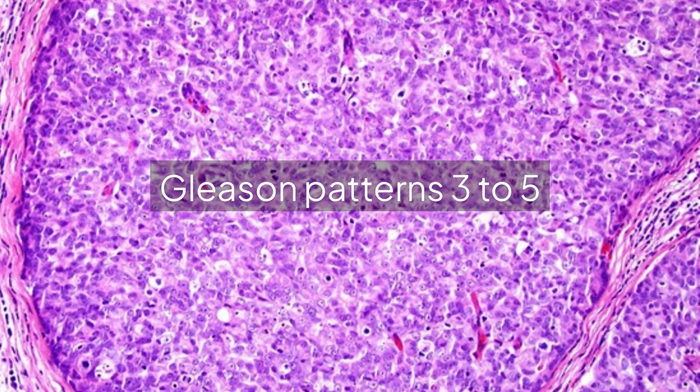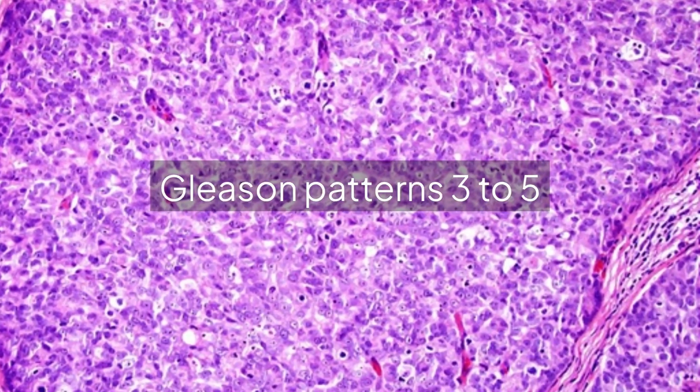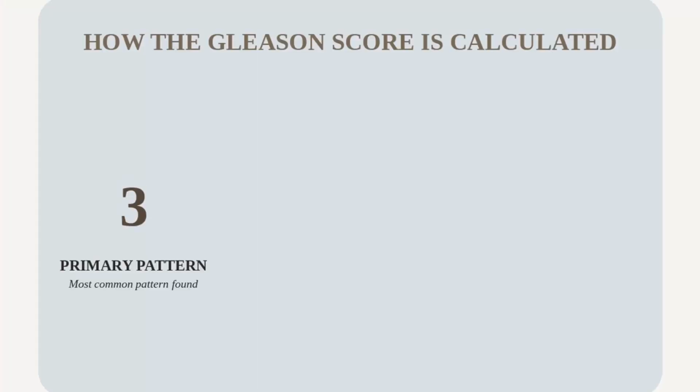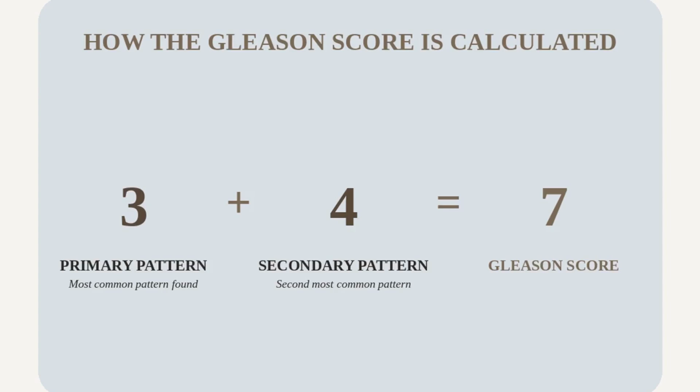When a pathologist looks at your biopsy under a microscope, they identify the two most common patterns of cancer cells present. Each pattern is graded from 3 to 5, based on how abnormal the cells look compared to healthy tissue. These two patterns are added together to create your Gleason score.